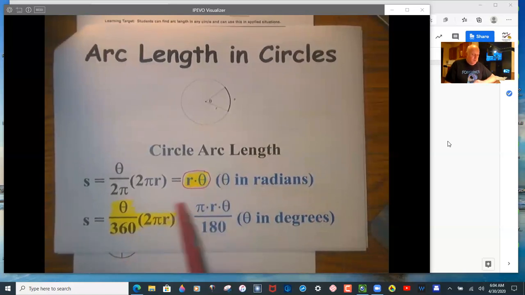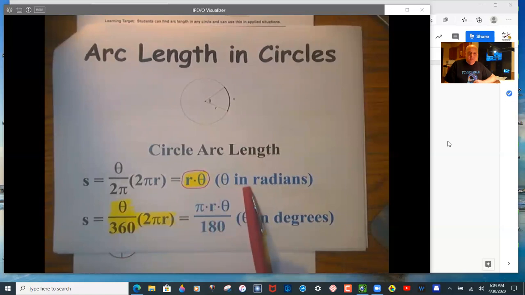So this page is in your notes. This is the radian formula. In other words, I'm going to convert all angles that are given in degrees to radians and then use this, which is a very simple formula, r times theta. R is the radius. The concept of arc length in any circle is simply a fraction of the circumference.